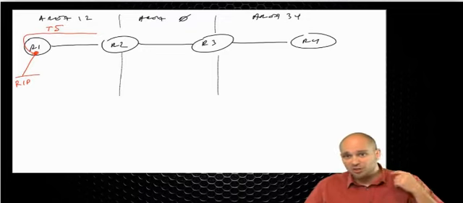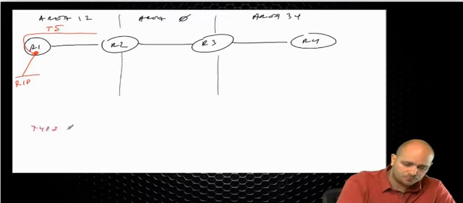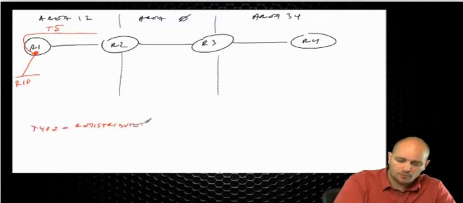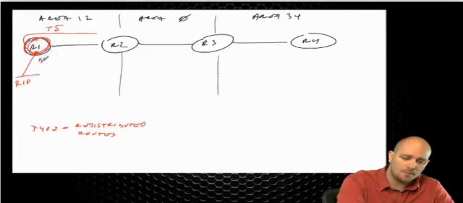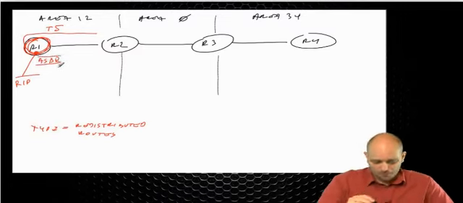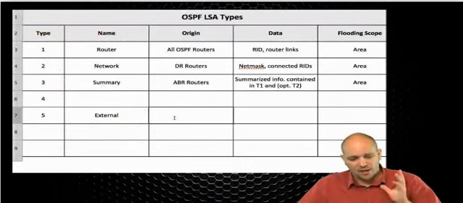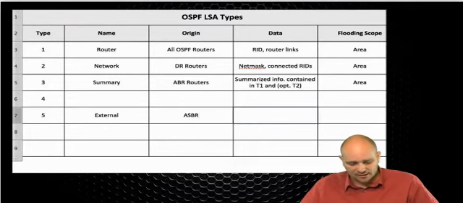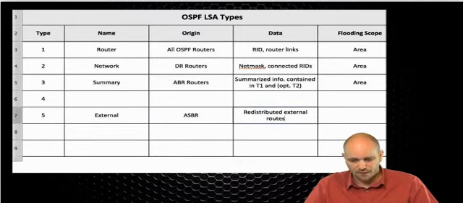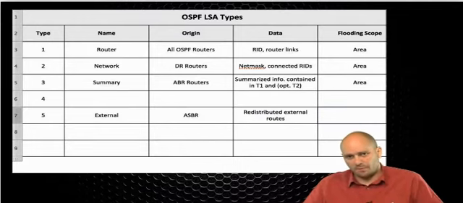Now, type 5 are external LSAs, so type 5 contains redistributed routes, and this act of redistribution is one of the things that will actually make R1 be an ASBR, or the Autonomous System Border Router. So filling out this table here, the origin of the external LSA is going to be the ASBRs, and the data contained will be redistributed external routes. What is the flooding scope of this LSA?